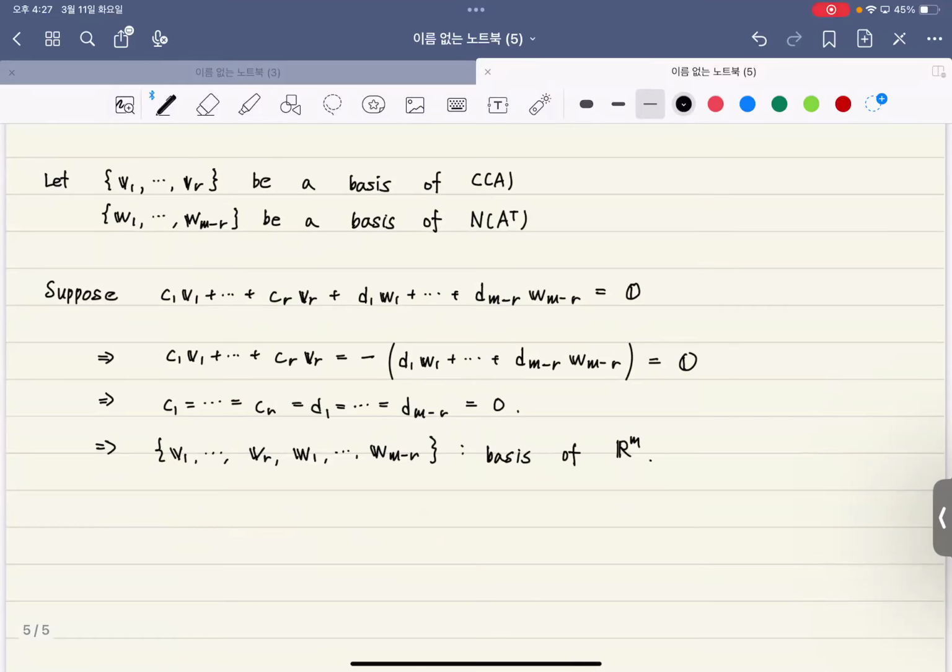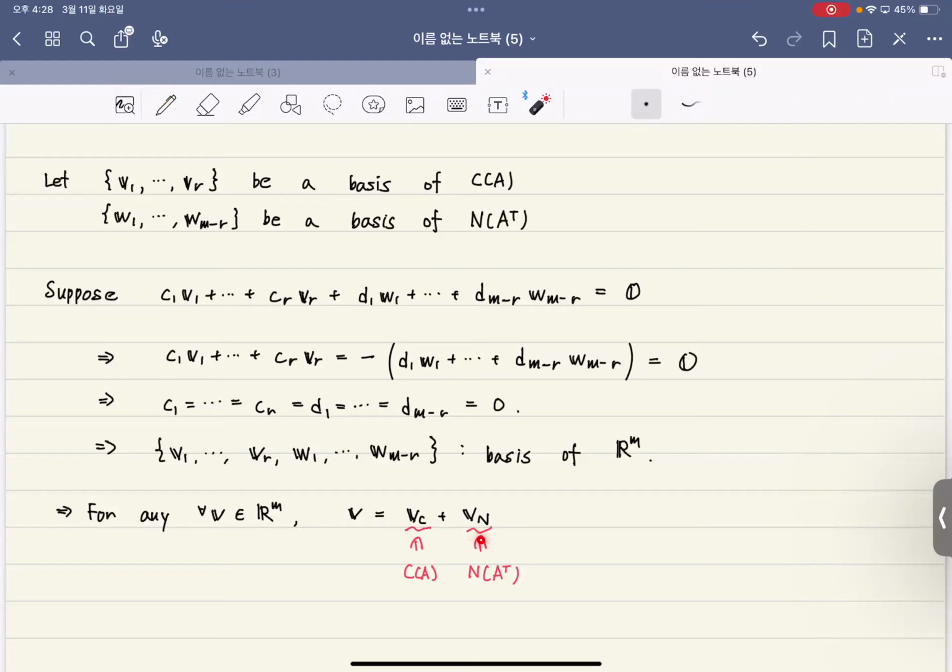So this implies that any vector in Rm can be written as a sum of a vector from the column space plus a vector from the left null space. So every vector can be written like this. And this decomposition must be unique. Why? Because these are basis vectors.